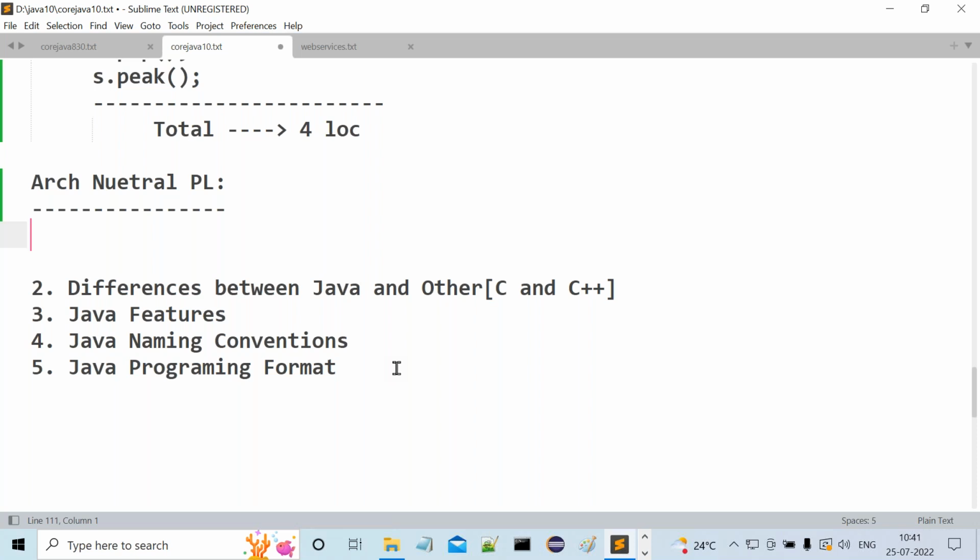Come on, guys, you have to answer for it. Able to run on all the hardware systems and all the operating systems. That's the meaning of like what? No, architectural neutral programming language. I'm not getting satisfaction about your answers.